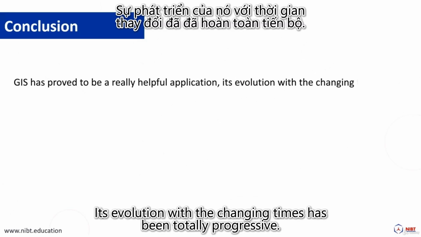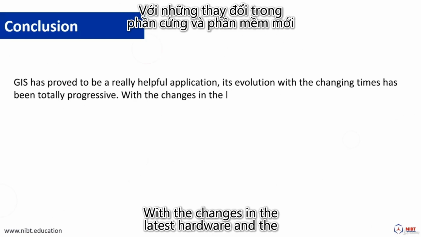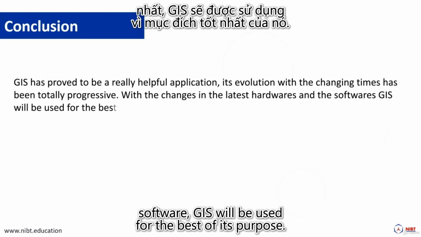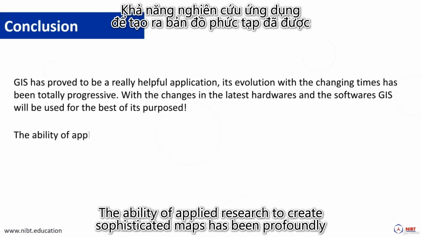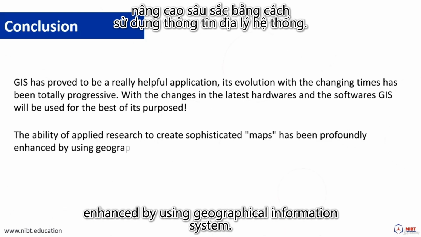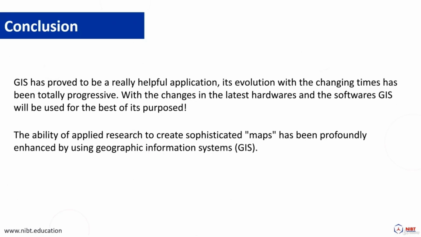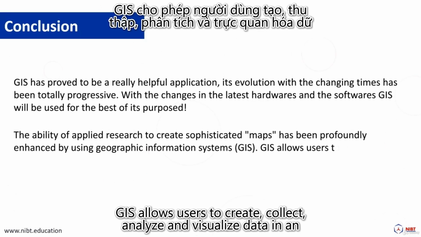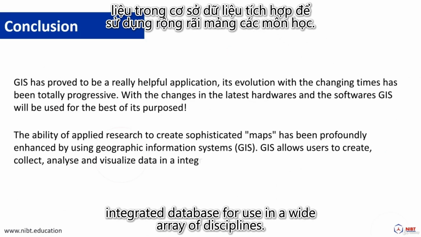So the conclusion is GIS has proved to be a really helpful application. Its evolution with the changing times has been totally progressive. With the changes in the latest hardware and software, GIS will be used for the best of its purpose. The ability of applied research to create sophisticated maps has been profoundly enhanced by using geographical information systems. GIS allows users to create, collect, analyze, and visualize data in an integrated database for use in a wide array of disciplines.